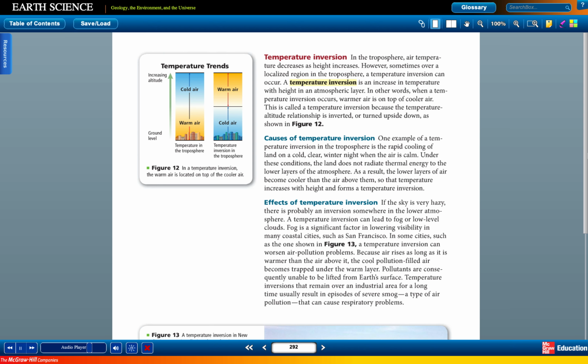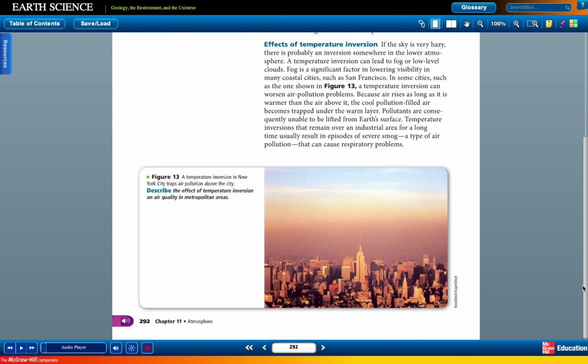The heated air rises as long as it is warmer than the air above it, and then it stops rising, acting like a lid to trap pollution under the inversion layer. Pollutants are consequently unable to be lifted from Earth's surface. Temperature inversions that remain over an industrial area for a long time usually result in episodes of severe smog, a combination of smoke and fog, that can cause respiratory problems. Figure 13. A temperature inversion in New York City traps air pollution above the city.